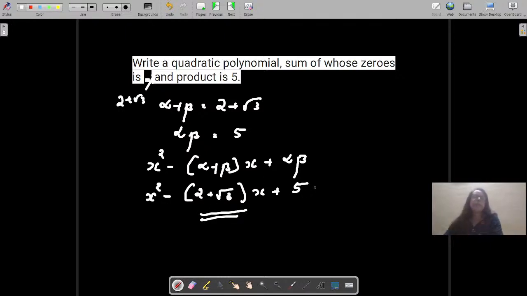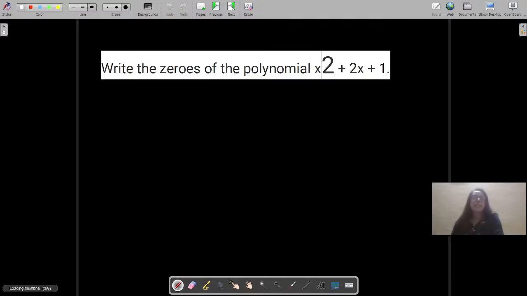Okay, now we'll go to the next question. Write the zeros of the polynomial x square plus 2x plus 1. Very easy question, zeros of the polynomial. We are studying this from 8th standard, and the same thing you will get in 10th standard also. That is a simple question, a 1 mark question.